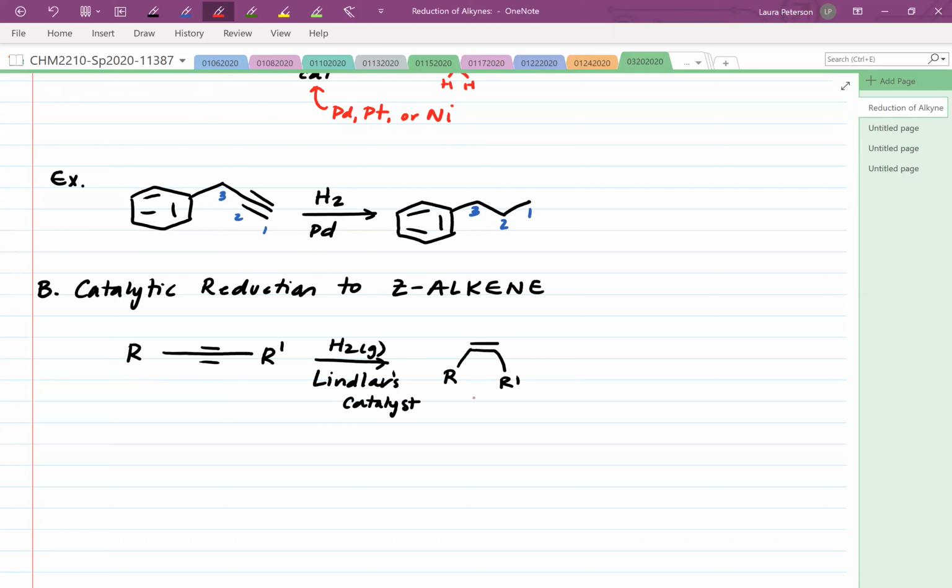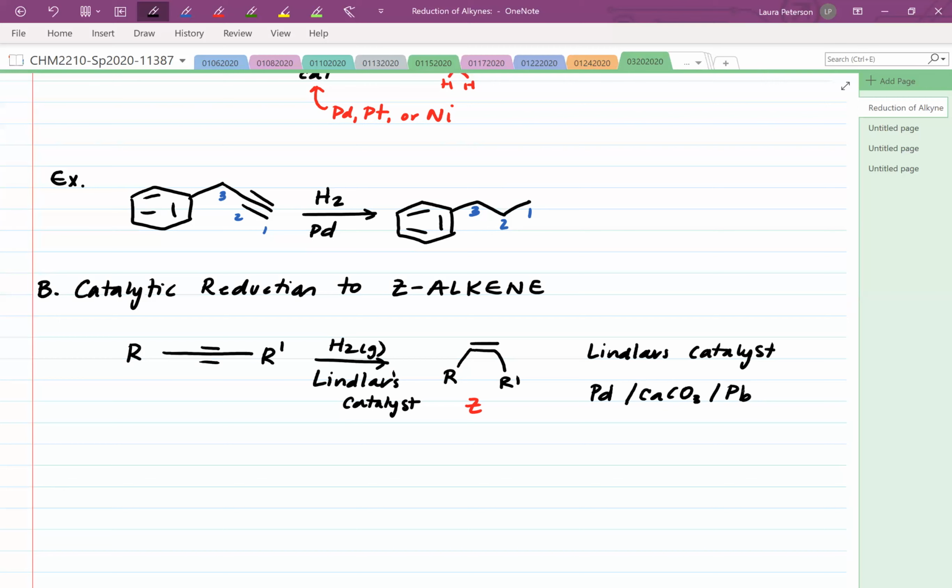So notice that this alkene has Z geometry where the 2 R groups are on the same side of the alkene. Okay, so what is Lindlar's catalyst? Lindlar's catalyst is basically a poisoned version of palladium where we've doped the palladium with something that's attenuating its reactivity. And so what we've doped that palladium with is calcium carbonate and lead, Pb. Okay, so Lindlar's catalyst is palladium, calcium carbonate, and lead.